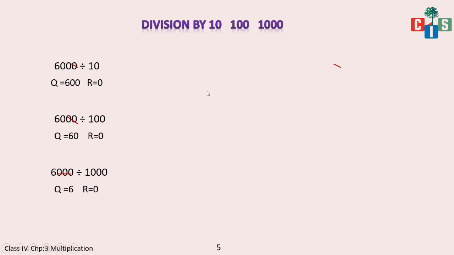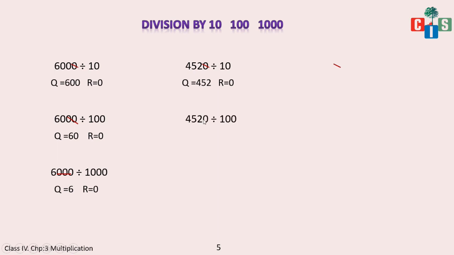Now moving on to numbers which don't have zeros. See, 4520 divided by 10. So 10 has 1 zero, so I'll cut here 1 digit. So my quotient will be 452 and the remainder will be 0.